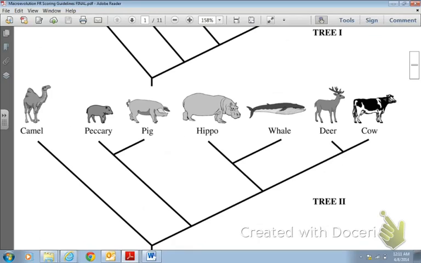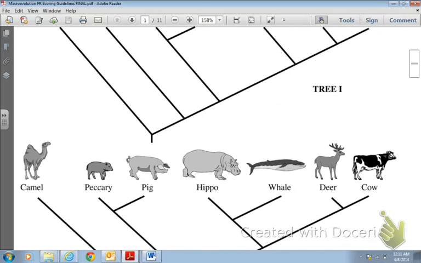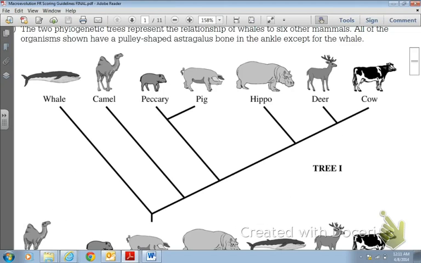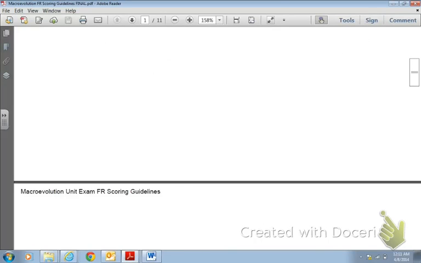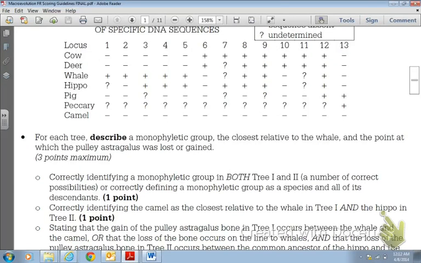On tree 2, it could be camel, deer, or cow. I probably would have put whale for number 1, camel for number 2. And I would have organized this really simply and said tree 1: here's the monophyletic group, here's the closest relative, and here's where the bone was lost or gained.